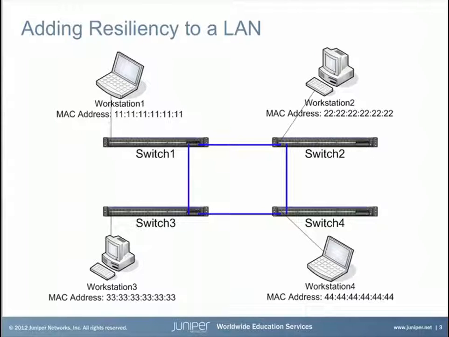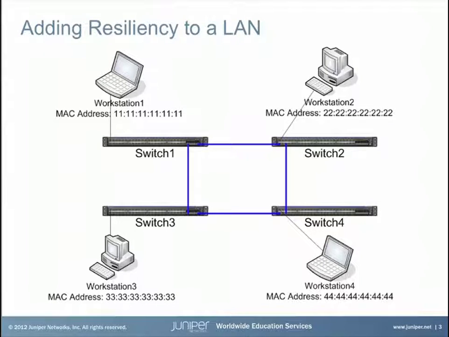To correct this, we can add an extra link. So we add a link between switches 3 and 4, so that should switch 1 fail, switch 3 can communicate via switch 4. Now this extra link has actually introduced a small issue. Let me give you an example of this.